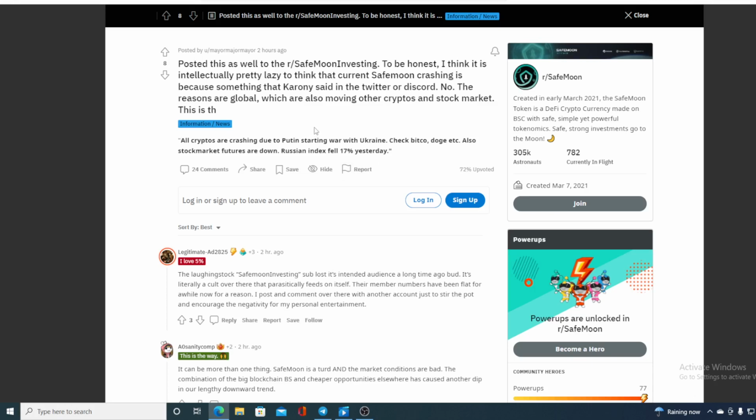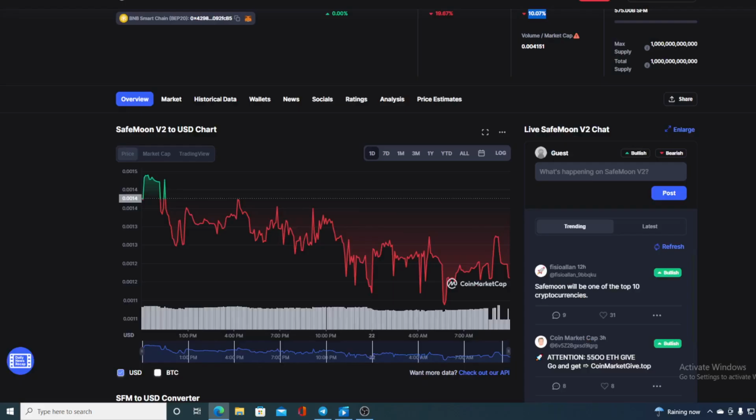To be honest, I think it's intellectually pretty lazy to think that the current Safemoon crash is because of something that Caroni said on Twitter or Discord. No, the reasons are global, which are also moving other cryptos and the stock market. All cryptos are crashing due to Putin starting the war with Ukraine. Check Bitcoin, Doge. Also, stock market futures are down. Russian index fell 17% yesterday. So guys, if you were wondering why all the cryptocurrencies are in red today, here is your answer. So the bear market is also induced by the geopolitical crisis with Ukraine and Russia.